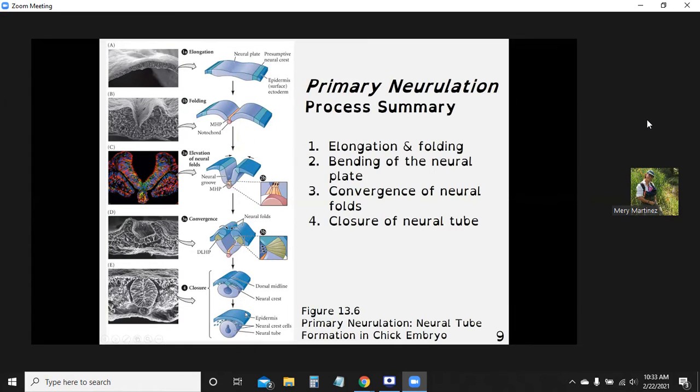Are these steps clear? Elongation and folding, bending of the neural plate, okay? Convergence into the midline, appearance of the mid-hinge point and the dorsolateral hinge point, and then fusion of the ectoderm of the midline, separation, pinching off, and delamination of cells to become the neural crest cells. All of these are just part of the primary neurulation.